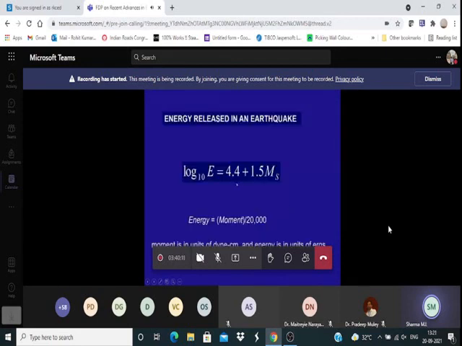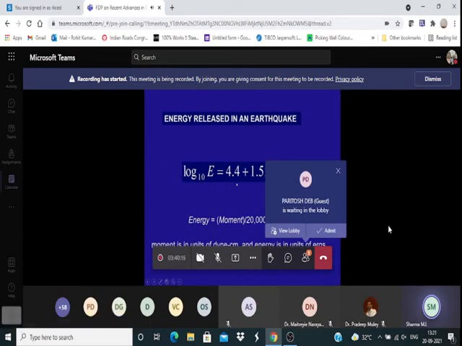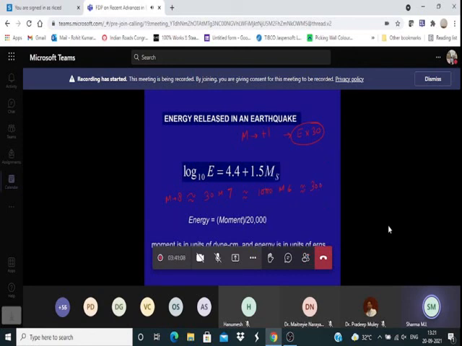Then the energy release. Energy release is nothing but log of E is 1.5 times of this, and this is given by this formula. And I will just give you the example of the magnitude. In case of one magnitude going one scale above, the energy is multiplied by 30. Sorry, 30 times higher energy is there. It means that a magnitude 8 is equivalent to 30 magnitude 7, which is again equivalent to around 1000 magnitude 6, which is again equivalent to 30,000 magnitude 5.